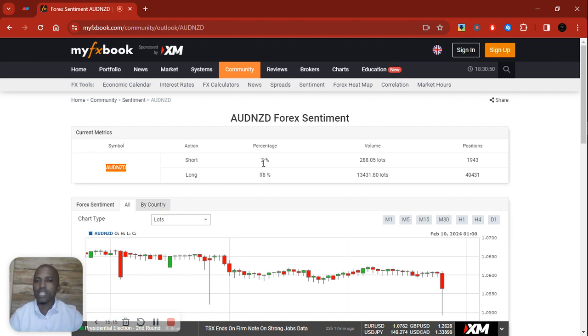And the minimum or the threshold that I use here is 60%. So the side that has 60% and above, that is the side that the market generally moves in, right? That's the direction that the market generally moves in. So this is for AUD, NZD, and like I told you guys, it has 90% accuracy. You'd be blown away once you start applying this.